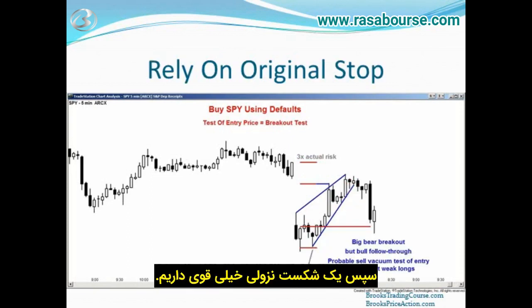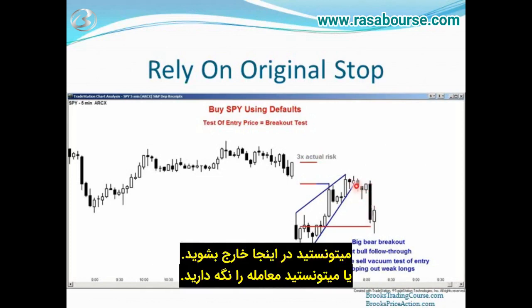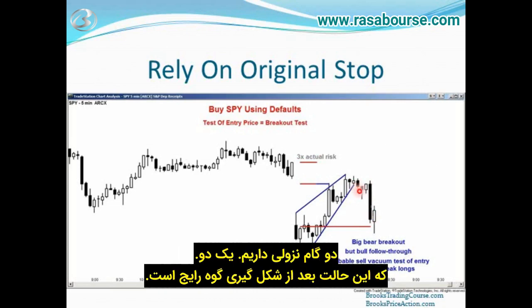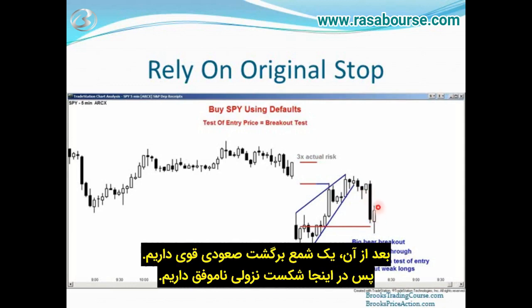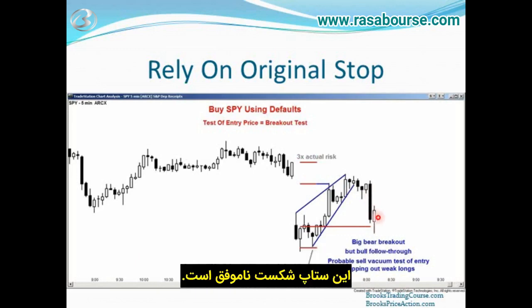In fact, the bears developed a very strong breakout. So you could have exited there, or you could have held, and we have 2 legs down, 1 and 2, which is common after a wedge. But look at this bear breakout. What kind of follow through did it get? It got a very strong bull reversal bar. So that is a failed breakout setup, a failed bear breakout setup.